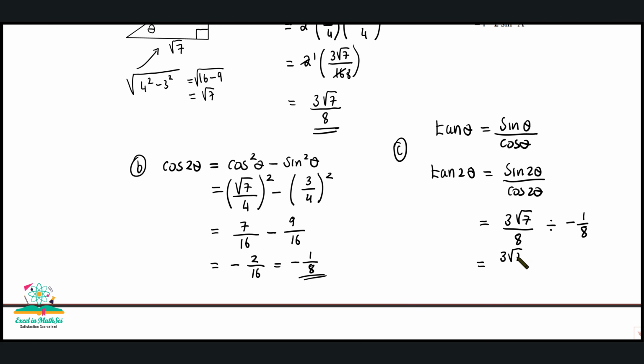Now if we apply the rules of division, what we're going to do is flip that over. So that would cancel. So that would just give me minus 1. So that would be minus 3 root 7. And that would be my final answer.